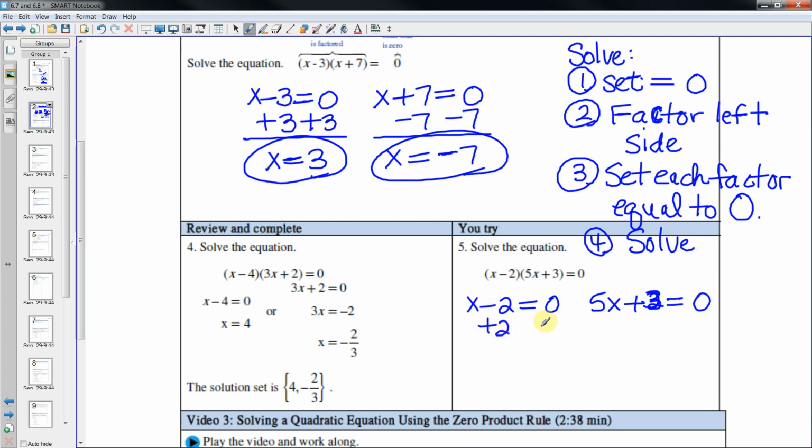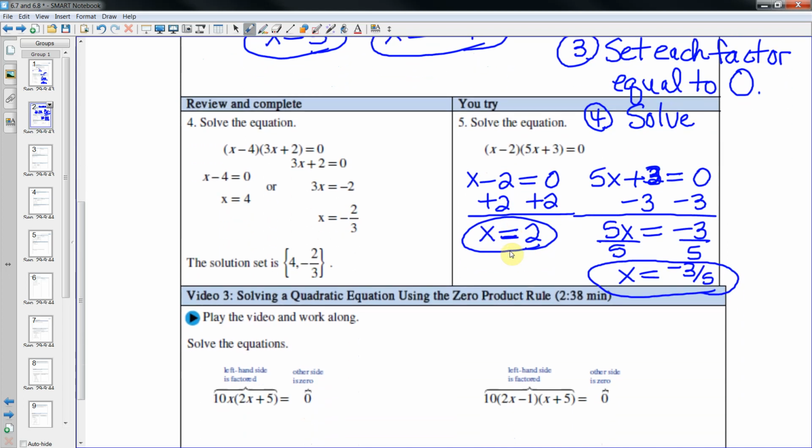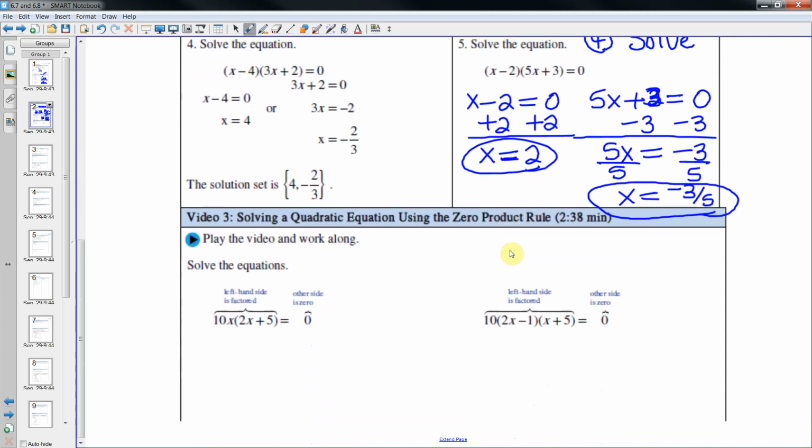So in this first one, I'm going to add 2 to both sides. So x equals 2. The next one, I'm going to subtract 3 from both sides. So 5x equals negative 3. And I'm going to divide both sides by 5. So x equals negative 3 fifths. So my two answers are 2 and negative 3 fifths. Not so bad. Okay, now let's look at some other types of ways we could see factors.